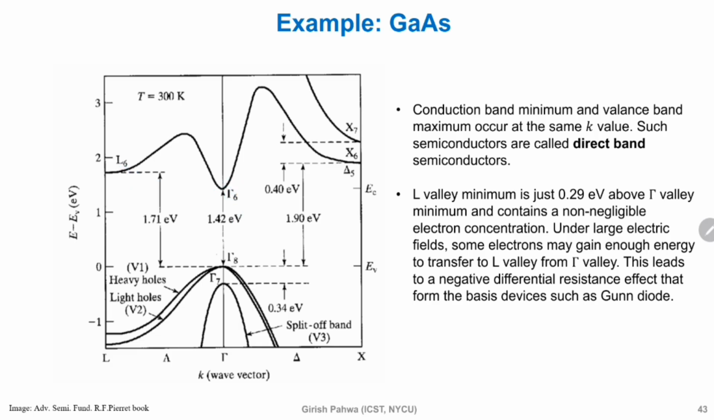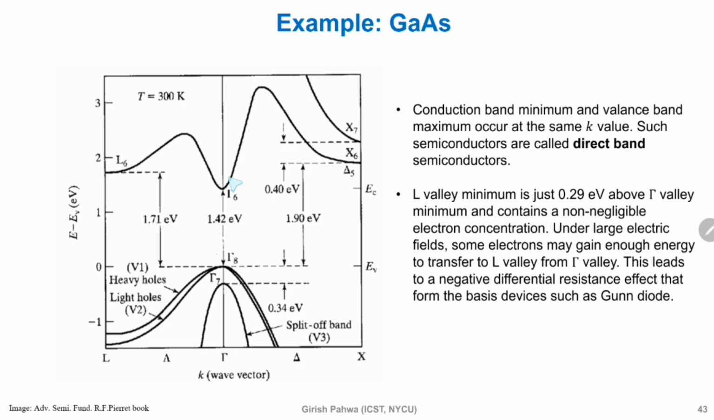Which one will be easier to move? Which one will have a larger mobility? This, because it's light. If you apply an electric field, a light mass is going to move more freely compared to a heavy mass. Yes? So you increase the electric field, your current increases when the electrons are here. So they are light, they have some mobility, they are moving.